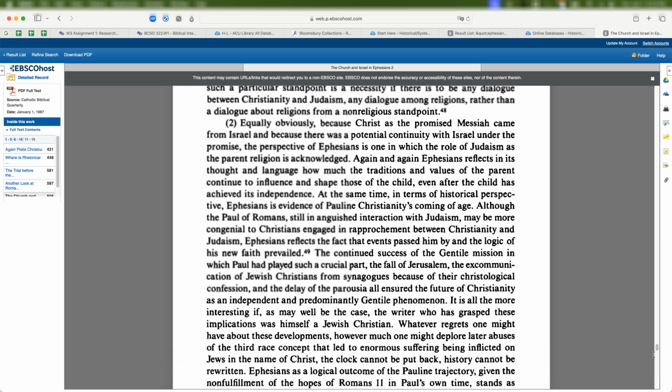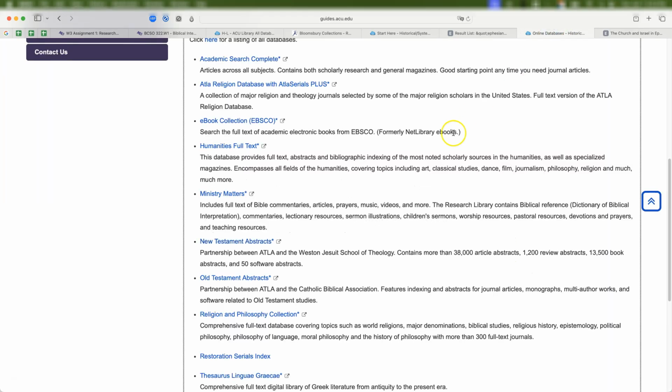So when you are searching, you will probably want to be starting with one of these databases first. Definitely use Atla, but as you're trying to expand to get the rest of the sources you need for the final paper, you might find that you get more results if you go to one of these other ones.